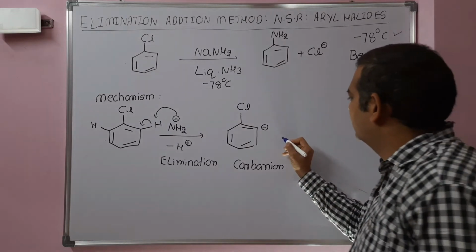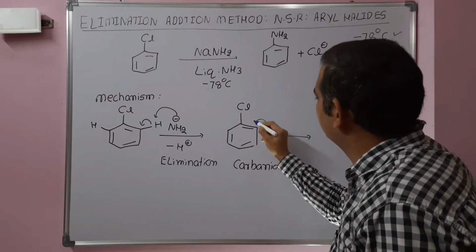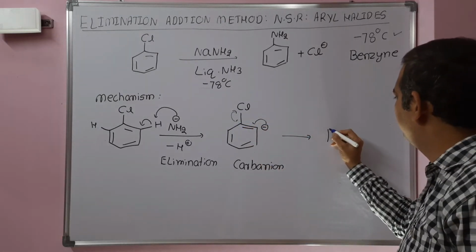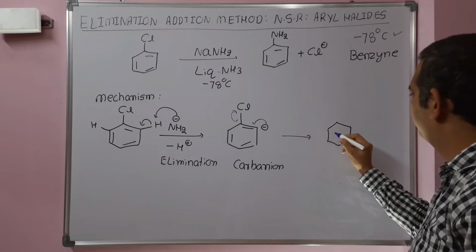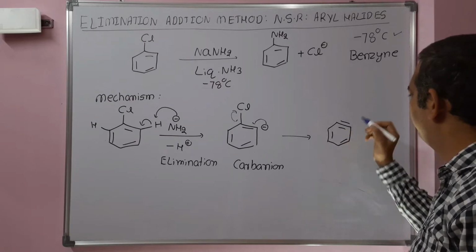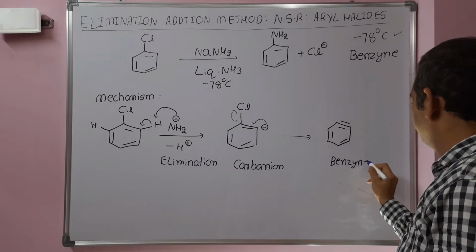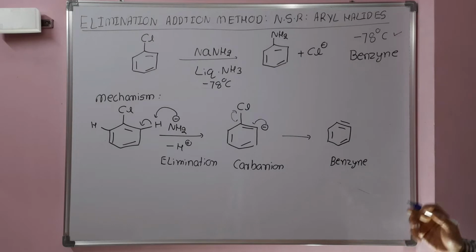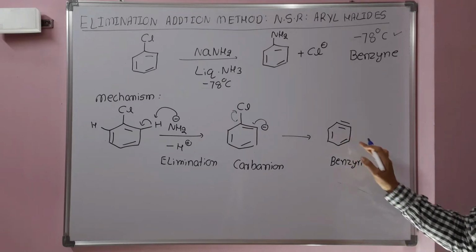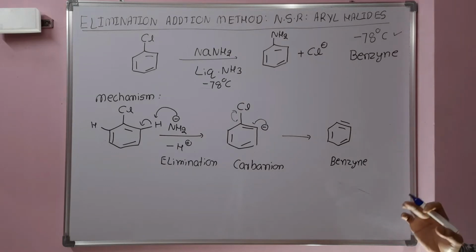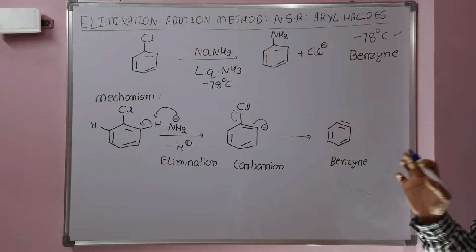Okay. So after that, what is happening? Expulsion of the leaving group. It is just similar to the E1CB mechanism. Expulsion of the leaving group will take place to give the benzyne intermediate. This is benzyne. Benzyne is the intermediate that is obtained in the elimination-addition method. In benzyne, if you see the stability, only 6 electrons are involved in the resonance, whereas the additional 2 electrons of the pi bond are not involved in the resonance.